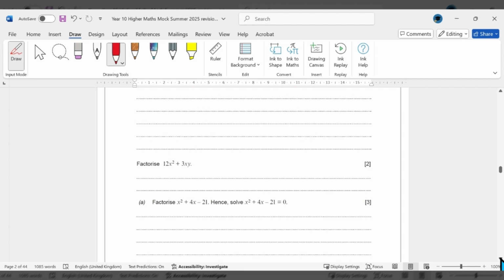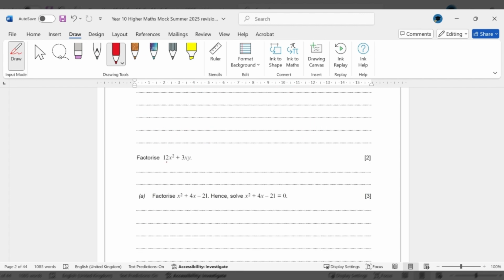The other type of factorizing then is if there's only two terms, in which case it would be a single bracket. What can come out of here? 12 and 3, both in the 3 times table. We can take a 3 out. 3 times what makes 12, that's 4. x times what makes x squared, that's x. Plus in the middle, 3 times what makes 3y, 1y.